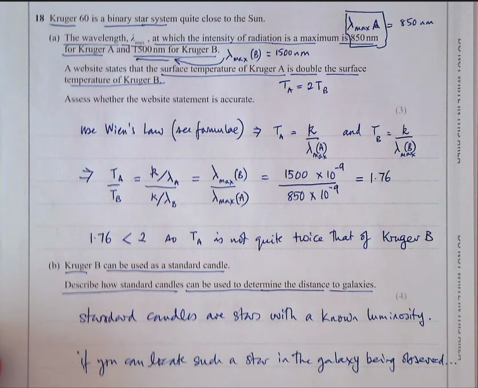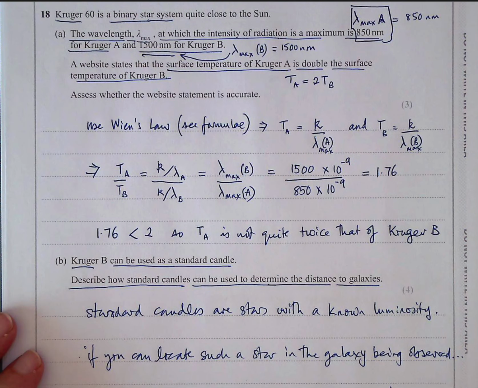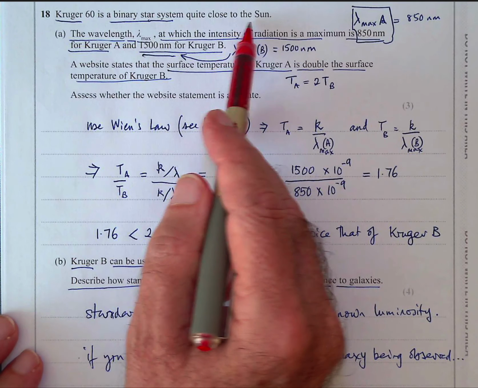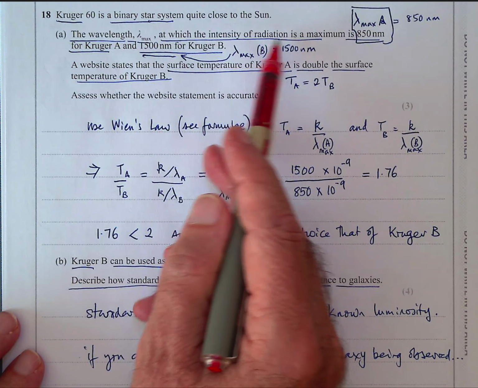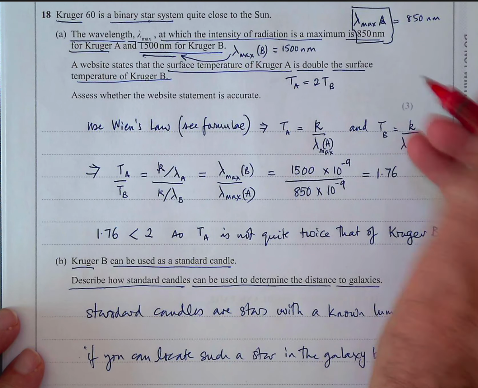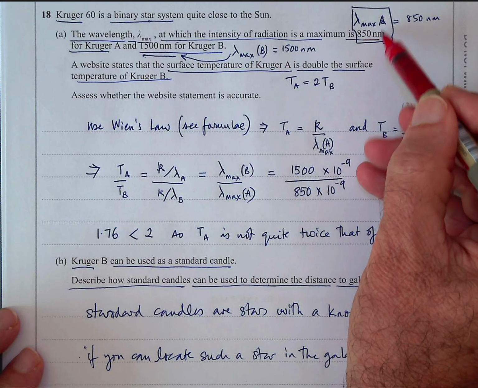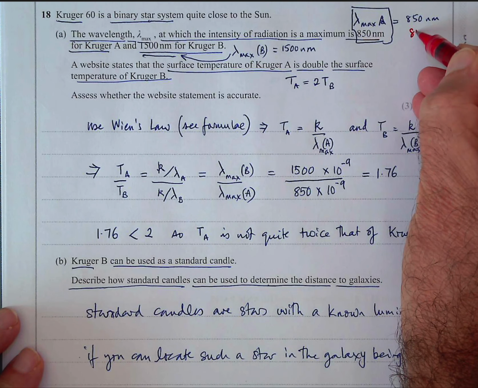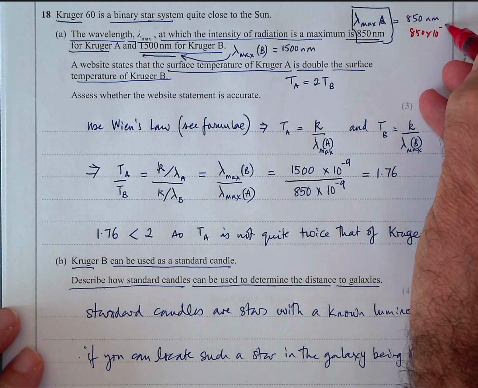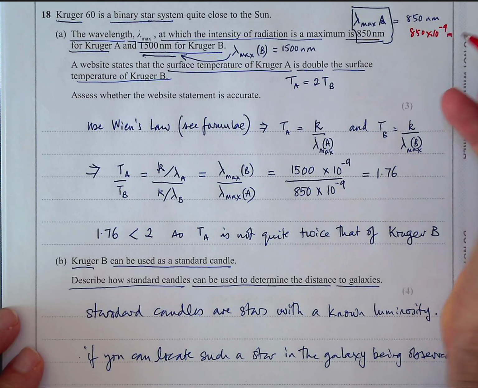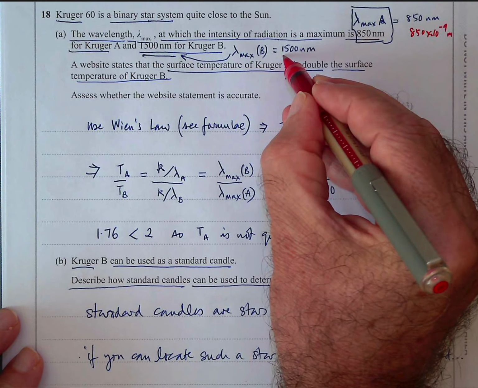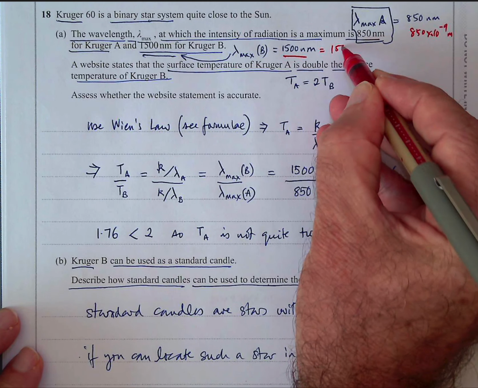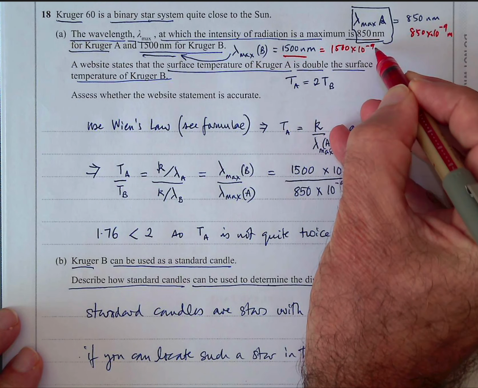Question 18 is a 2-page question, so this is when they start getting longer. Kruger is a binary star system close to the Sun. The wavelength maximum at which the intensity of radiation is maximum, remember, that's Wien's law again, is given as 850 nanometers, so that's 850 times 10 to the minus 9 meters. And for Kruger B, it's 1500 nanometers, so that's 1500 times 10 to the minus 9 meters.